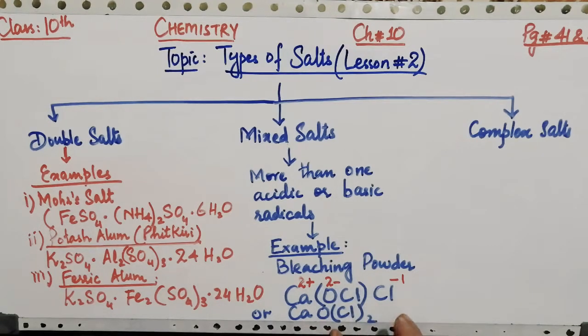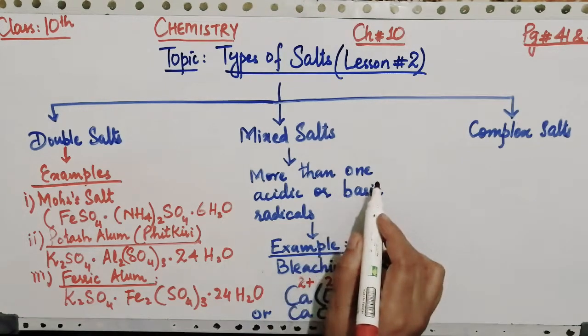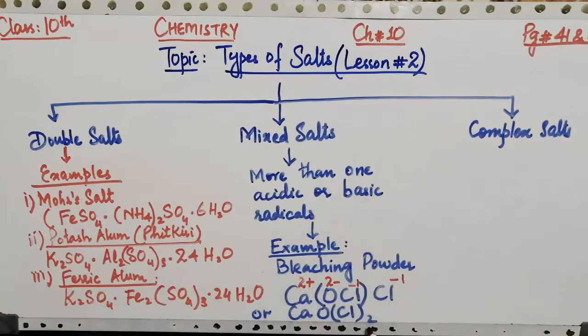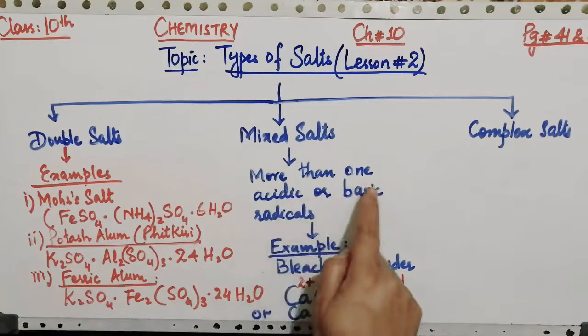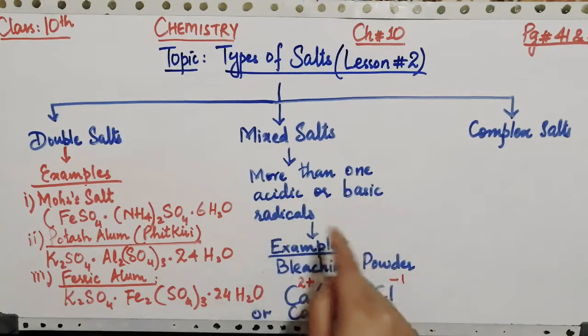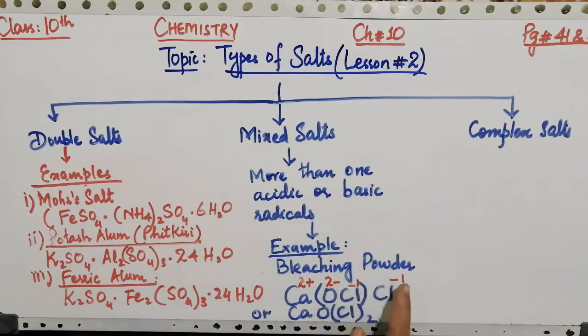In this case, you can observe that the number of acidic radicals is more than the basic radicals, and their number is more than 1. That is, the 2 chloride ions are participating in the formation of mixed salts. So when mixed salts are formed, they have more than one acidic or basic radicals, and in case of bleaching powder, the acidic radicals are more than 1 in number. Is this thing cleared?